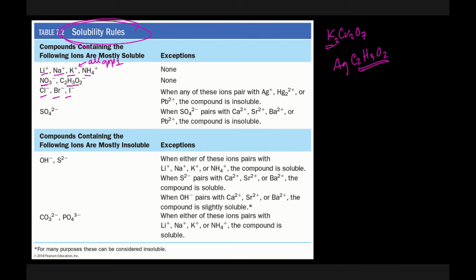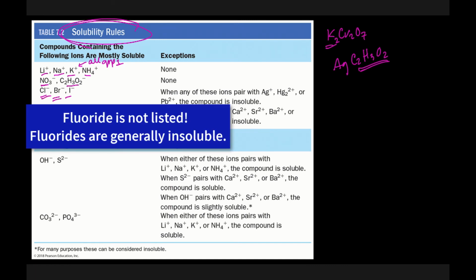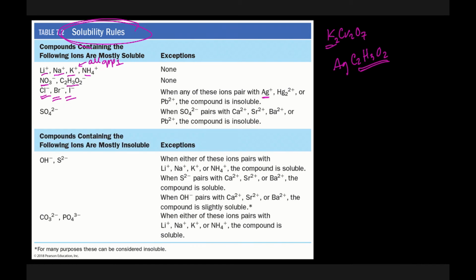Moving along, we have chloride, bromide, iodide. Note that fluoride is an exception here. So chloride, bromide, iodide compounds are soluble, unless it's with one of these. These are exceptions. So what that means is PbCl2, insoluble. But, for example, NaCl, soluble, or FeCl3, soluble. Yes? Does that make sense?